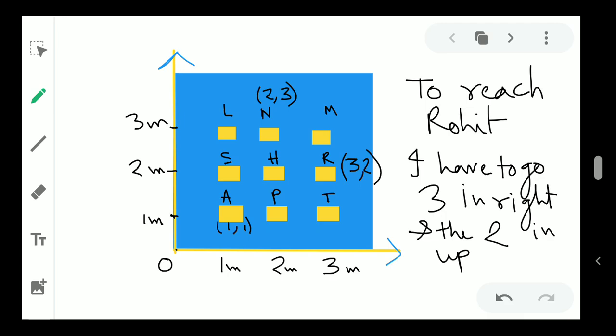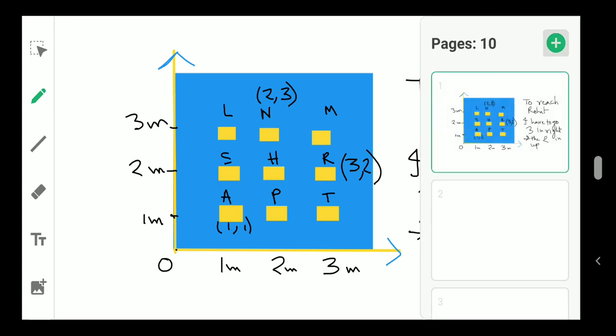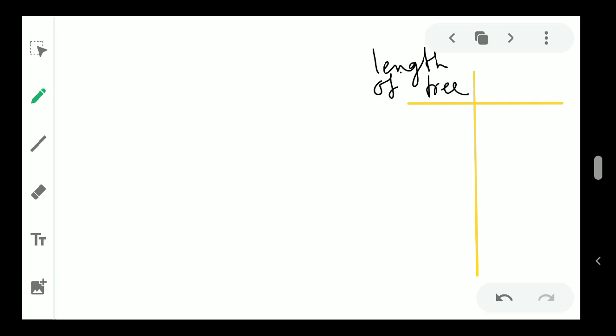Now let's come to graphs for data handling. To see how graphs are written for data handling, we will look at this data. Let's say you have planted a tree. So this is the length of the tree, and the other one is your time, in days.